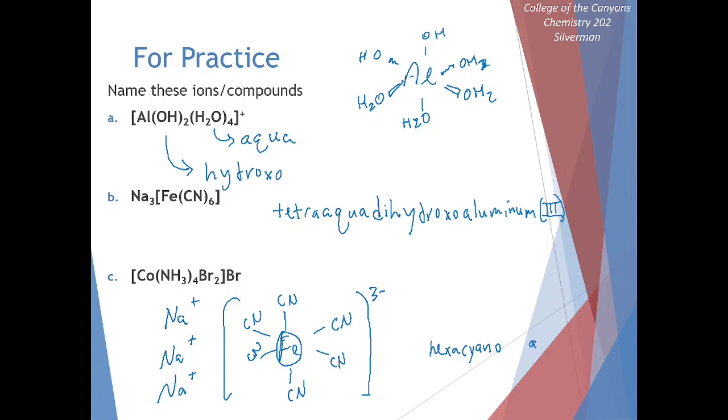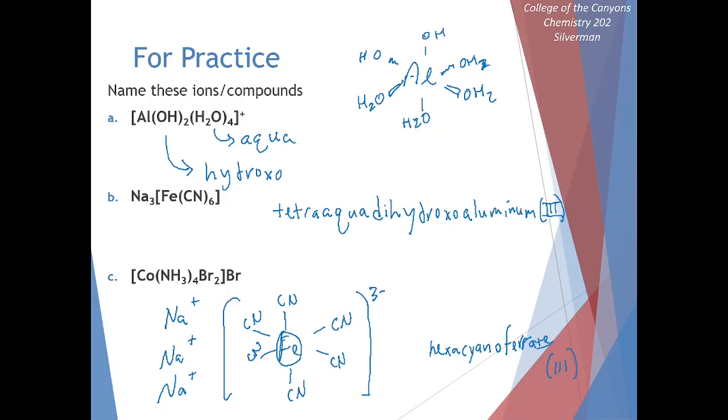Since we have a negatively charged complex, we need to have that -ate ending for our metal. We don't want to call this iron-ate because that does not sound well. So we can switch to the Latin root ferrate instead. Hexacyanoferrate, let's say Roman numeral 3 again, because the charge on that iron is 3+.